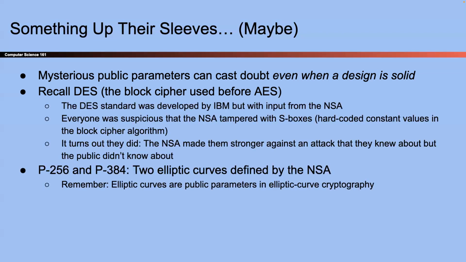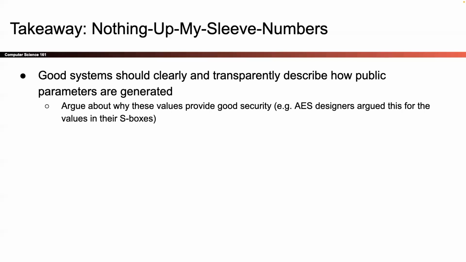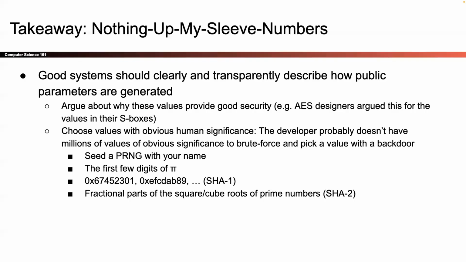And so, yes, there are stories, lots and lots of stories, but basically the idea here is that if you would like your implementation or your system to be good, you should always be transparent about where you got these numbers from. So ways to do this, for example, do not do what the NSA did.